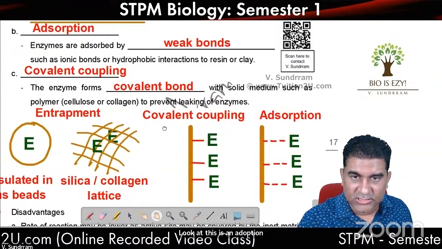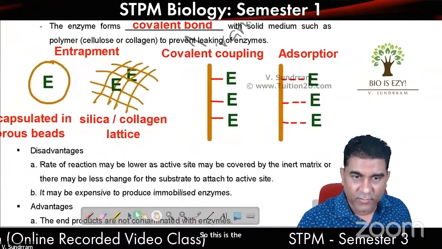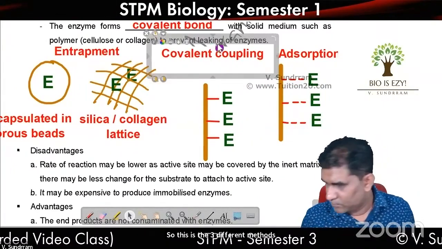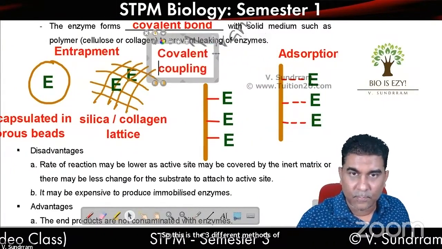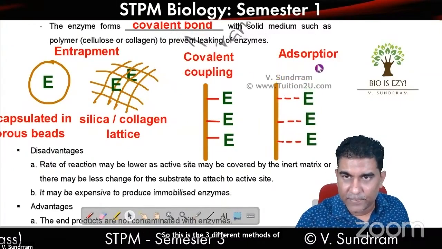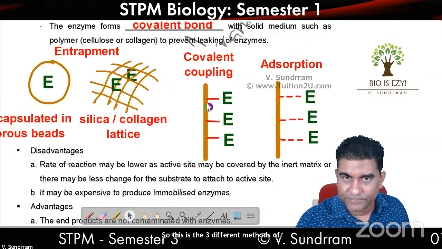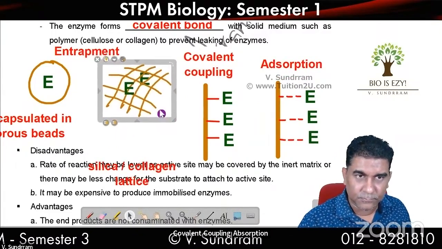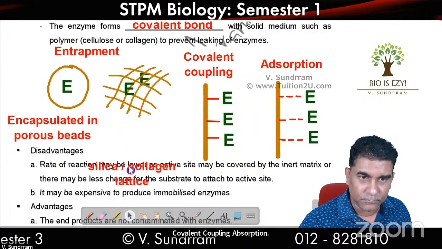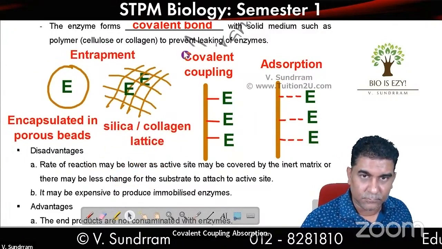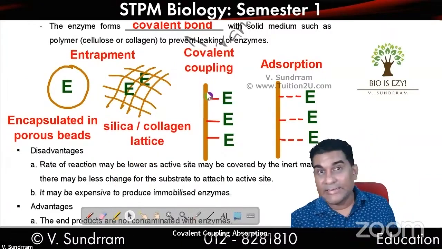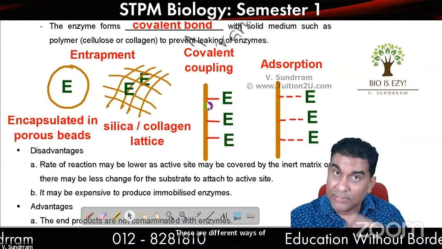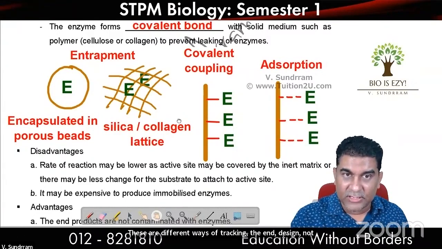So these are the three different methods: covalent coupling, adsorption, and entrapment. These are different ways of trapping the enzyme. Or not trapping, immobilizing the enzyme. The definitions are in here.